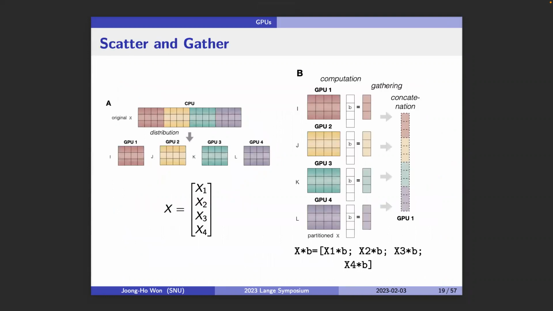So now the problem reduces to implementing this distributed matrix vector multiplication. So here you have this data matrix X. You divide that by row. Say you have 4 GPUs, then you have 4 pieces. And if you want to multiply a vector B to X, then it's simple. You just distribute the same vector to each of the GPUs and multiply with the pieces that each GPU has. And then you just gather the result and concatenate to get the final result.